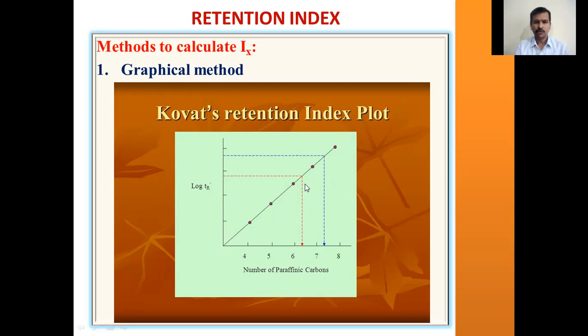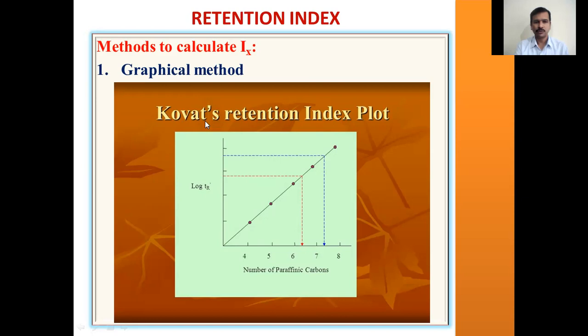And similarly, for the unknown, you have the retention time. Calculate the adjusted retention time for that too. If unknown 1 has the log of TR dash here, and unknown 2 has the log of TR dash here, you extrapolate that to the x-axis, and from there you can get the number of carbon atoms present. Here, if it is 6.3, 6 carbon atoms will usually be present in unknown compound 1, and 7.3 means 7 carbon atoms will usually be present in unknown compound 2. So this is how the graphical method can be used to calculate Kovats retention index.